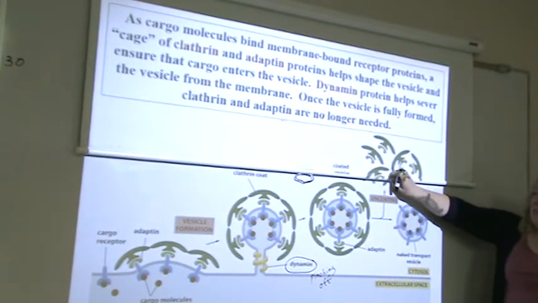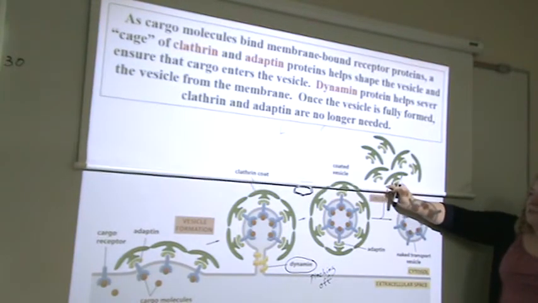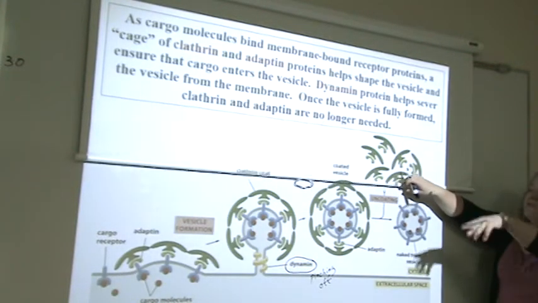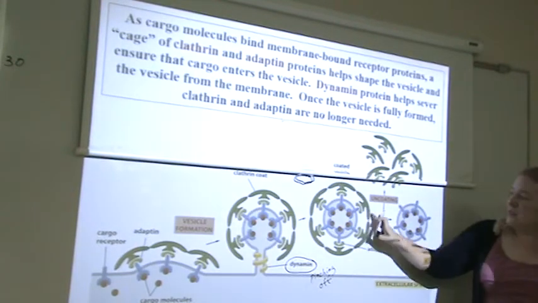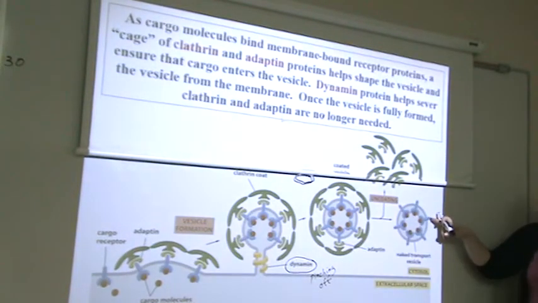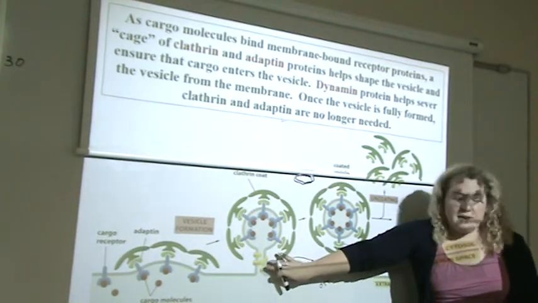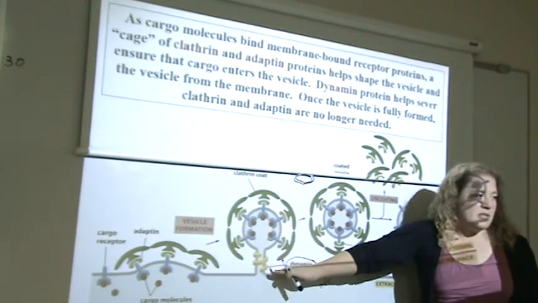And it doesn't need clathrin and adaptin anymore, and they will go back and join the pools of clathrin and adaptin. And they could be reused to form new vesicles. So remember, these are just for the pinching. The receptor stays there. Dynamin is just to do the final pinch and sever the protein.